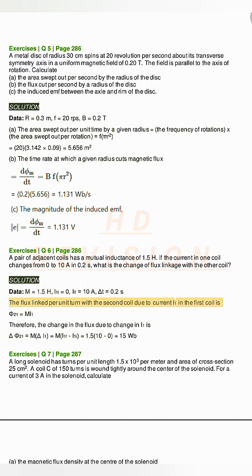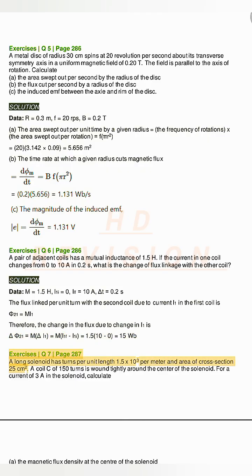The flux linked per unit turn with the second coil due to current I1 in the first coil is phi 21 equals M I1. Therefore, the change in the flux due to change in I1 is delta phi 21 equals M delta I1 equals M (I1F minus I1I) equals 1.5 times (10 minus 0) equals 15 Webers.